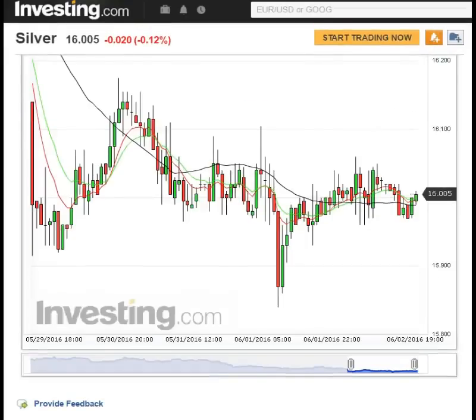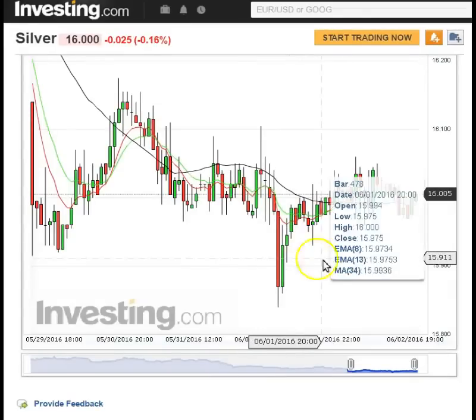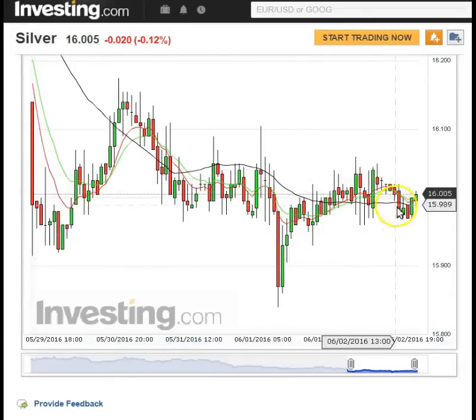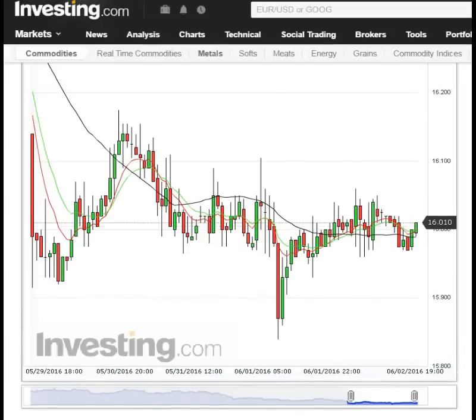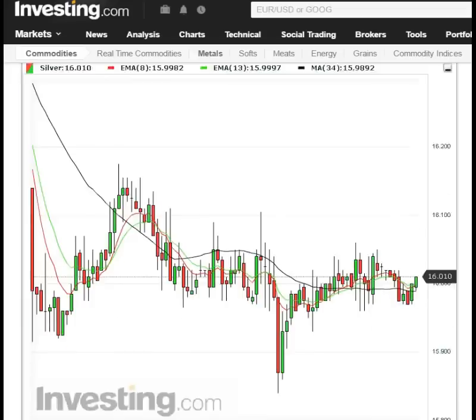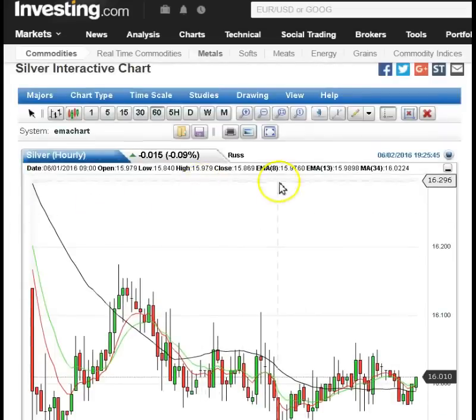Looks pretty flat, doesn't it? Here's a reversal 2-bar pattern. Not much going on in 60 minutes, just a lot of sideways action, that's about it. Consolidation, consolidation, consolidation. 60 minutes, we're above our 34. Looks like it wants to go higher from here. Really hasn't done anything all week.